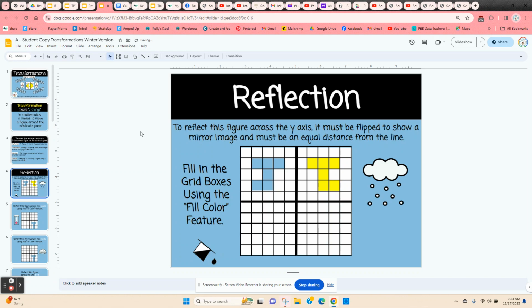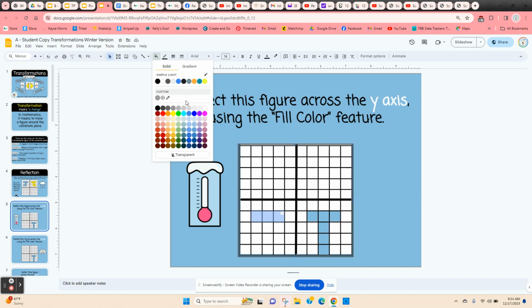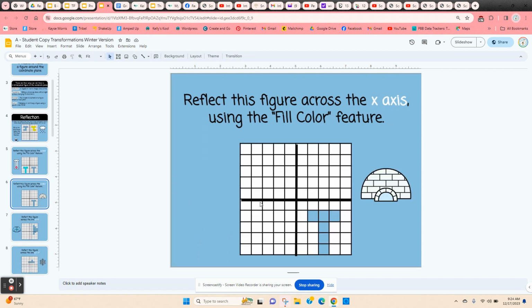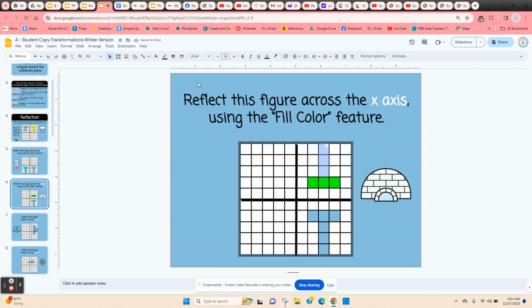And there's a reflection across the y-axis. The next one is another reflection across the y-axis of a T shape. And so students are going to shade in, choose any color they like, and there's a reflection across the y-axis. The next slide has that same shape except reflected across the x-axis. So it's going to look a little bit different. And there's a reflection across the x-axis.